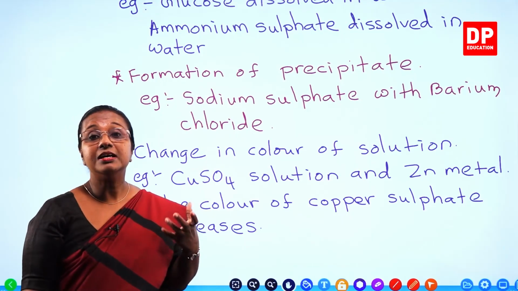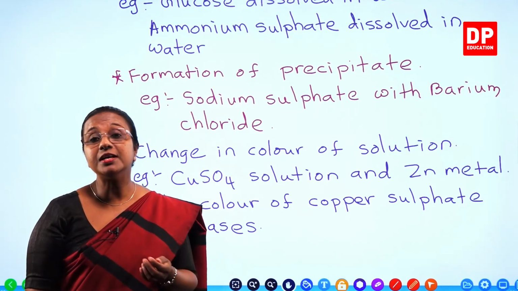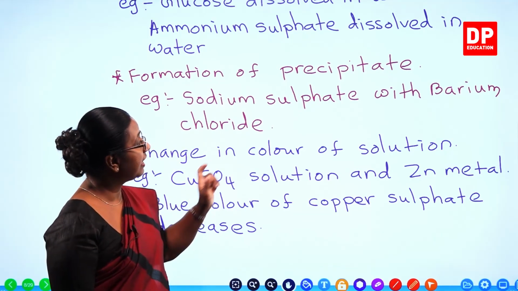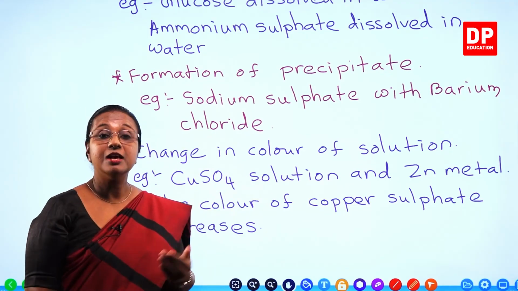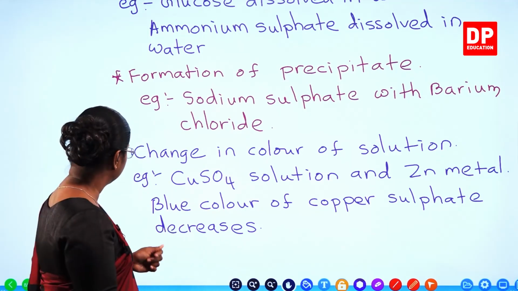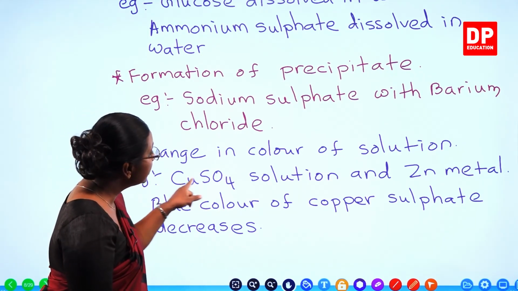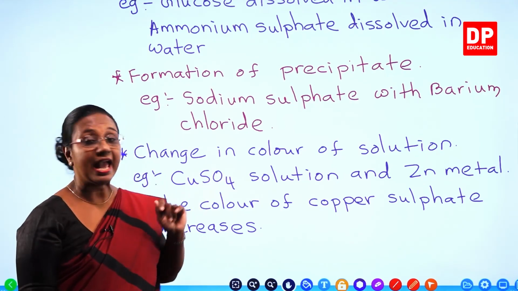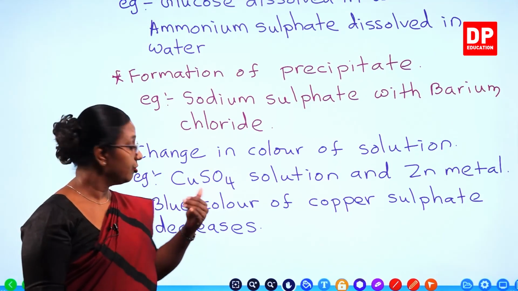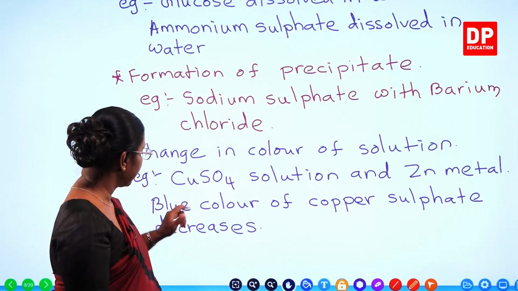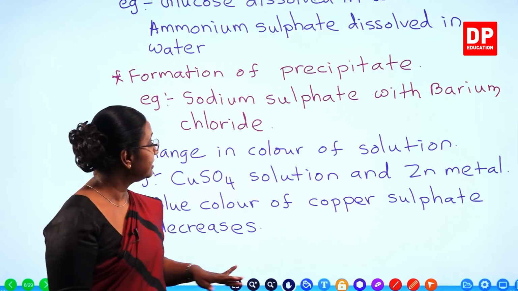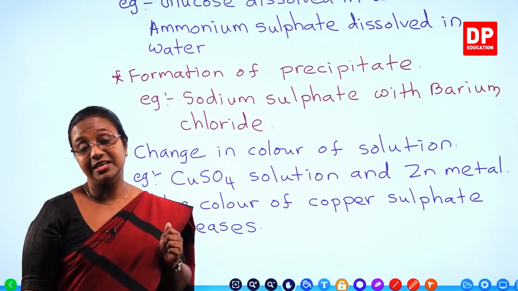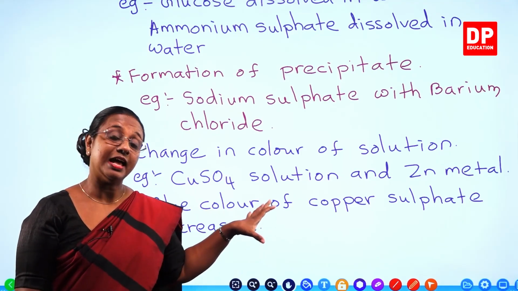And then we discuss the formation of precipitate. Precipitate, again, a solid substance separating from the solution and depositing. So, for example, sodium sulfate reacted with barium chloride will give rise to a precipitate. Then the last one is change in color of solution. For example, copper sulfate solution and zinc metal. Then you will see the blue color of copper sulfate decreasing. At the same time, you will see the brown color solid depositing as well. So that is something that happens.